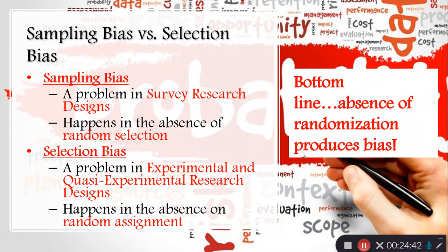The bottom line here is that the absence of randomization produces bias. Whether we are talking about sampling bias or selection bias, there's this absence of randomization that in turn leads to bias.